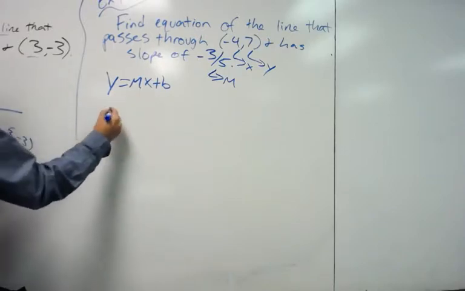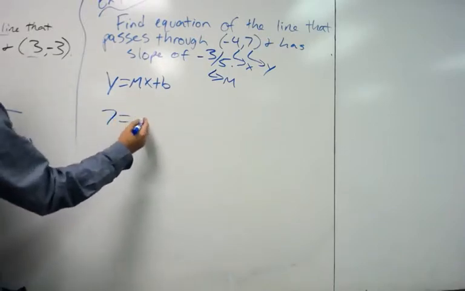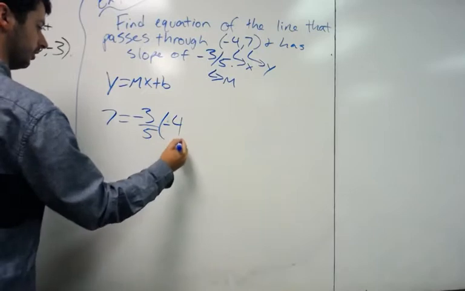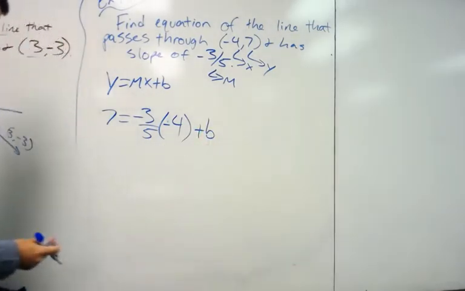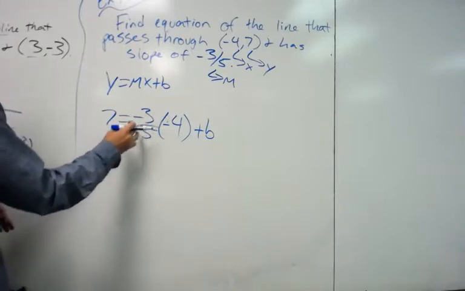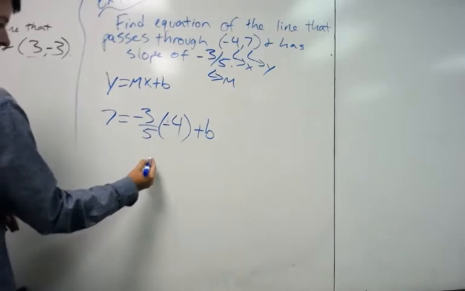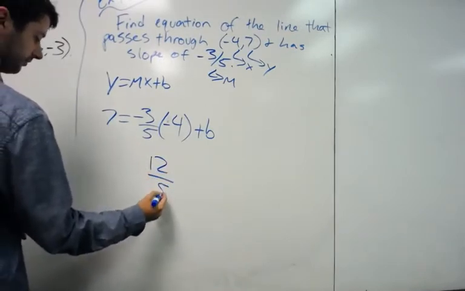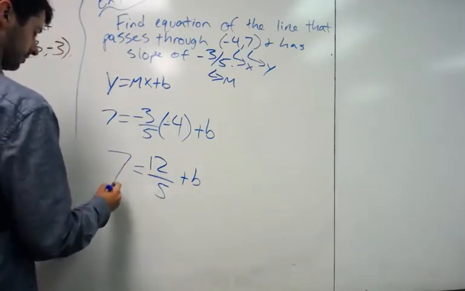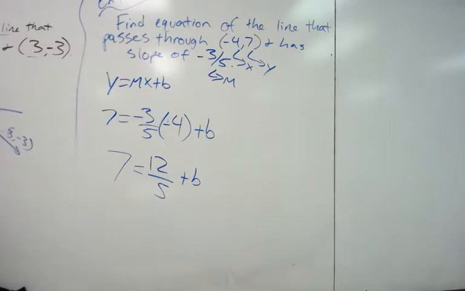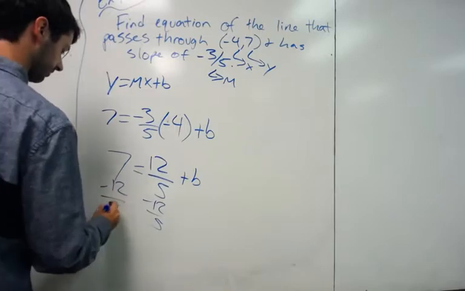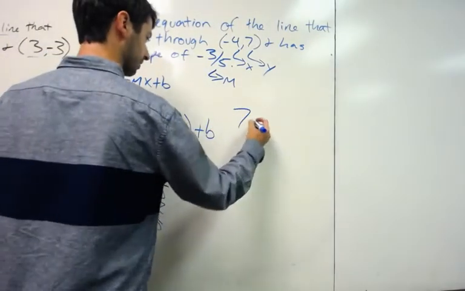So 7 equals negative 3/5 times negative 4 plus b. Looks like we're going to deal with some fractions here. Nothing can cancel. Negative 3 times negative 4 is positive 12 over 5. So 12 over 5 plus b equals 7. Subtract 12/5 from both sides.